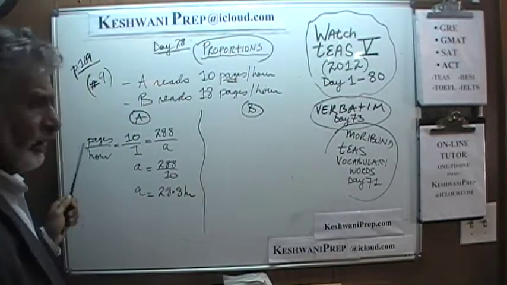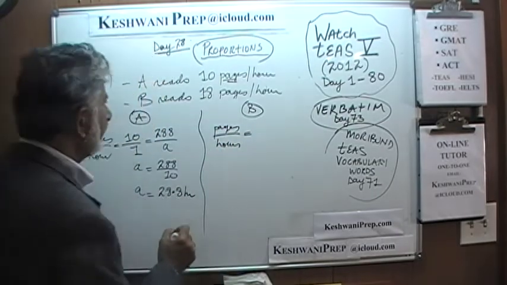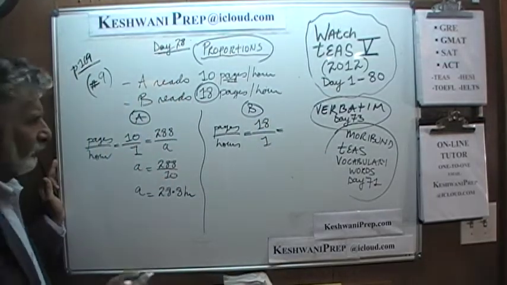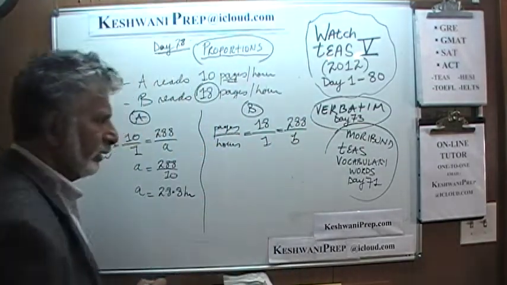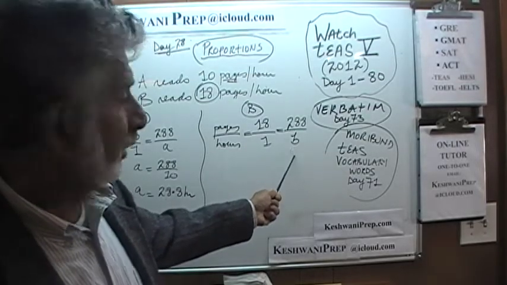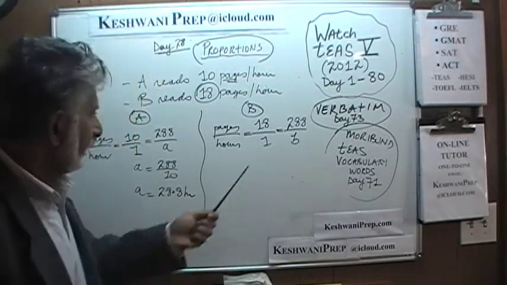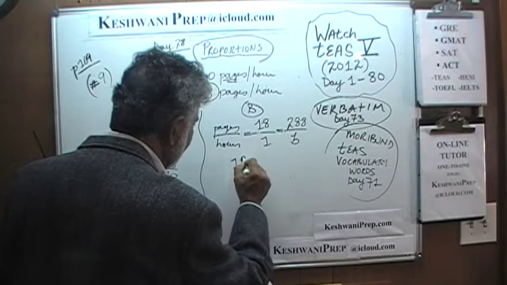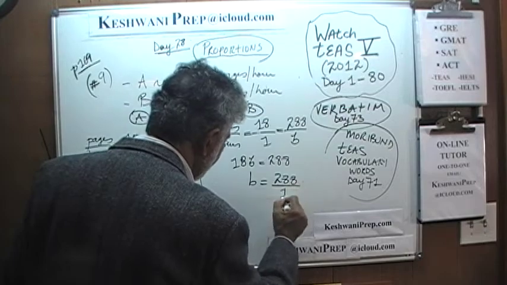Let's do the same thing here. Again, we can set it up the same way. Pages over hours. And this guy can read 18 pages in 1 hour. The question is, how long will he take to read 288 pages? And let's call this unknown B, small letter B, which will represent the number of hours that are taken to read the book by Mr. B. Let's find out, shall we? Again, same thing. 18 times B would equal 288. And therefore, B equals 288 over 18.